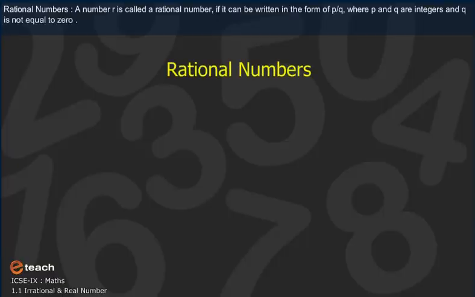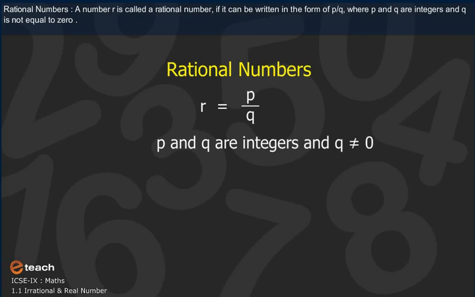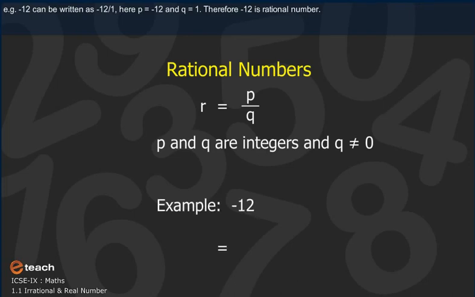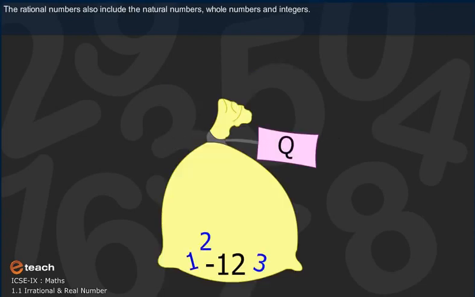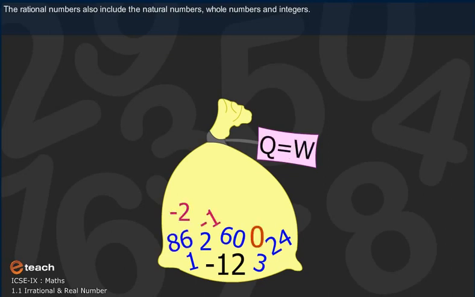Rational numbers. A number r is called a rational number if it can be written in the form of p/q, where p and q are integers and q is not equal to 0. For example, -12 can be written as -12/1. Here p is equal to -12 and q is equal to 1. Therefore, -12 is a rational number. The rational numbers also include the natural numbers, whole numbers and integers.